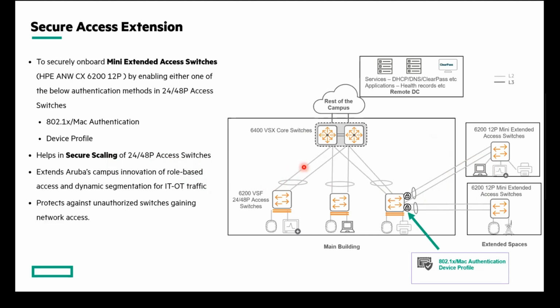And they can protect against unauthorized switches gaining network access. As these are extended spaces in a hostile environment, we never know, it could even be a hub entering the switch and gaining access. For that purpose, only with security can we guard our environment. We cannot let unprotected switches gain access to the network. So this use case is highly recommended for unmanaged extended spaces in hospitals, cruises, and manufacturing industries.